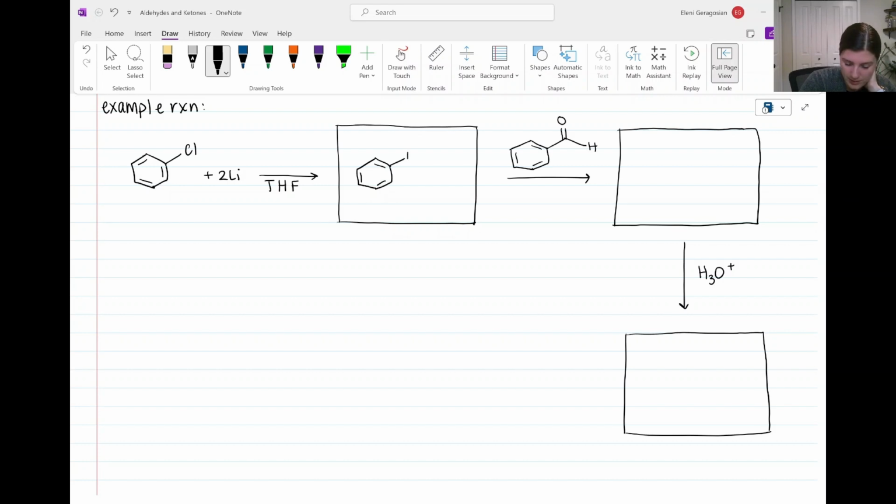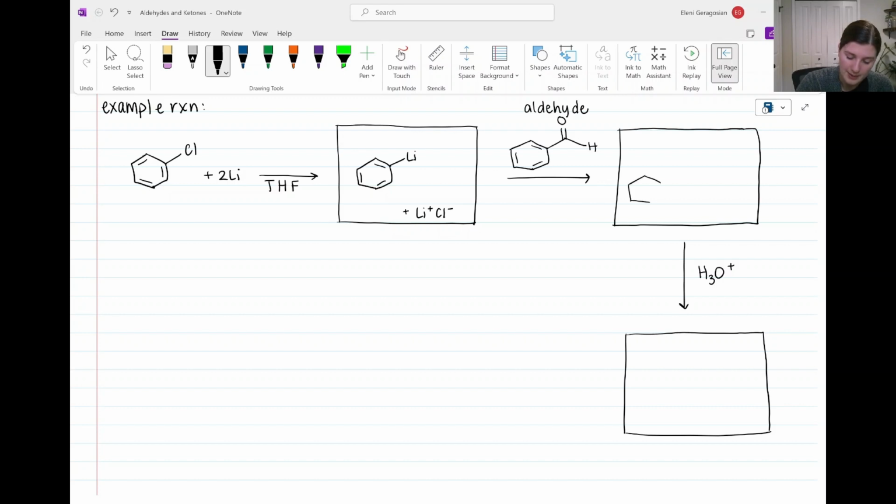Organophenyl ring bonded to metallic lithium. Byproduct here is lithium chloride. Now we have an organometallic reagent in the presence of an aldehyde. So when we have an organometallic reagent, that carbon, the organic part of that reagent, will add to the carbonyl carbon in the aldehyde in this case. So that aldehyde or ketone in other cases.